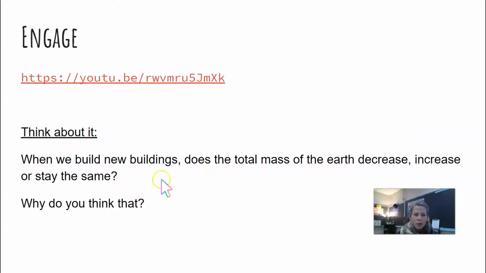When we build new buildings, whatever it is, a skyscraper, a school, a library, does the total mass of the earth decrease, increase, or stay the same? So when we're putting new buildings on our earth, what does that do to the mass of our earth? Does it decrease, increase, or stay the same?